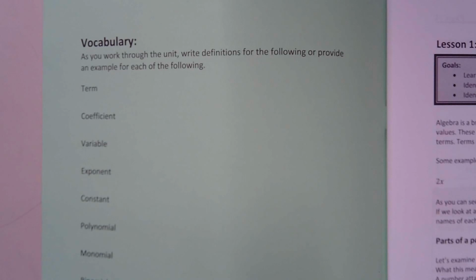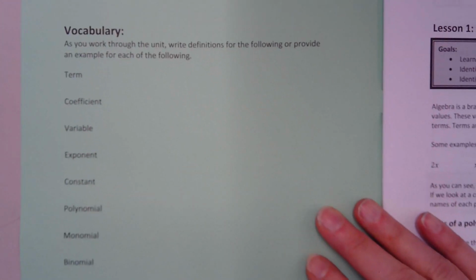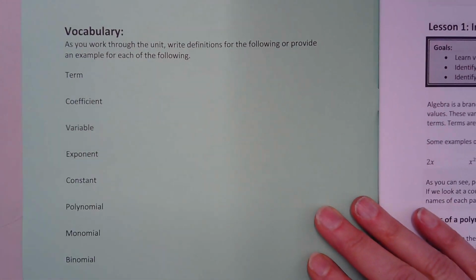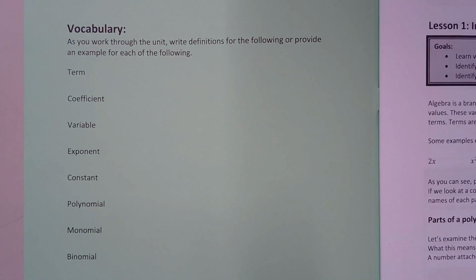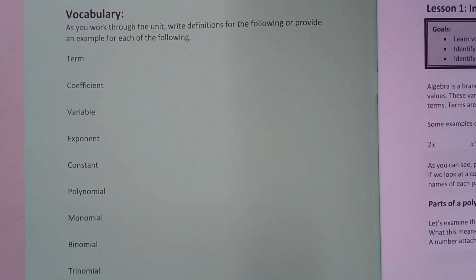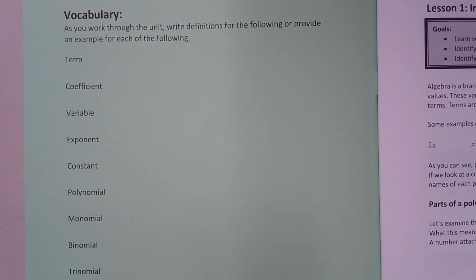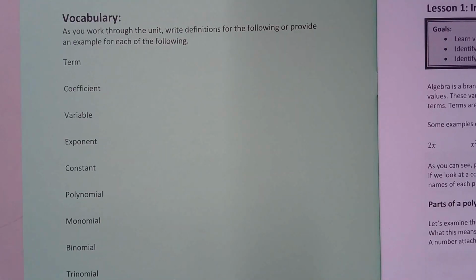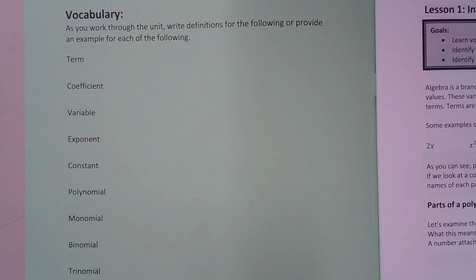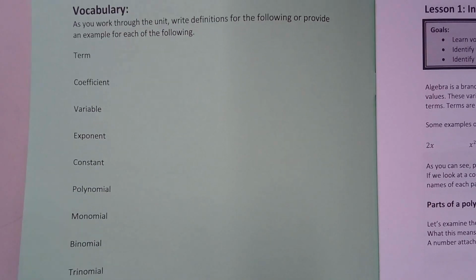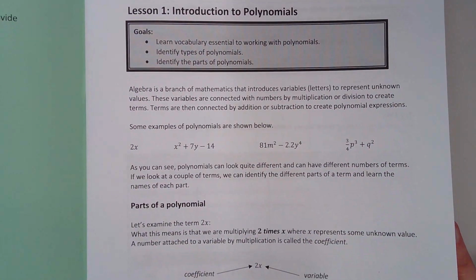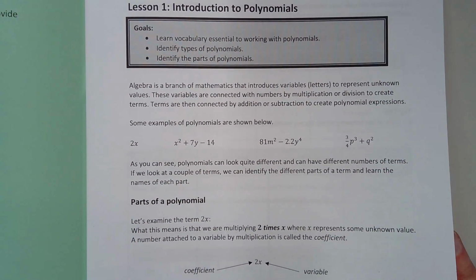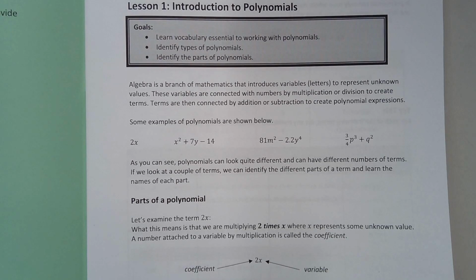I'll direct you to the first inside page. These are all the words we're going to encounter. The word term, coefficient, variable, exponent, etc., etc. I think most of these we'll get to today. We might not get to all of them, but this is just the vocabulary for this unit. So you should be familiar with all of these words, at least probably by the end of this week for sure. So we're doing an intro. We're going to learn the vocabulary, identify different types, and the parts of polynomials.